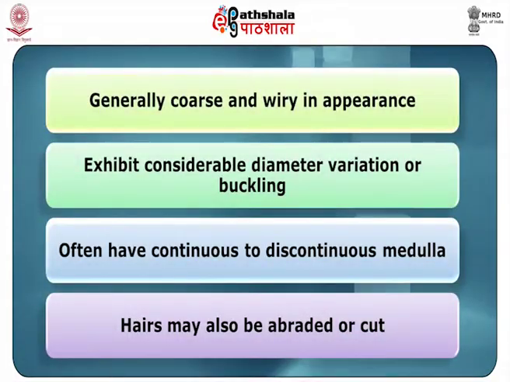The pubic hairs are generally coarse and vary in appearance. They exhibit considerable diameter variation or buckling and often have a continuous to discontinuous medulla. While tapered tips are common, these hairs may also be abrupt or cut. The roots are frequently present with follicular tags and a stiff structure.